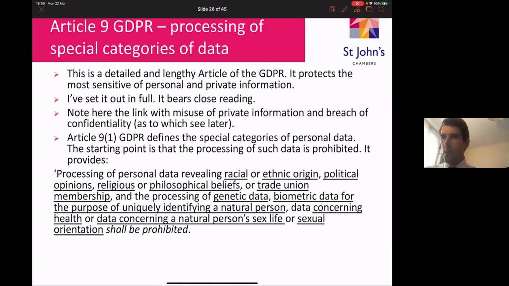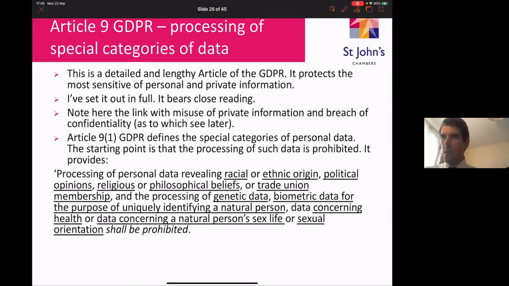Article 9, so the other important breach relevant article of the GDPR. It's a detailed and lengthy one. In short, it protects the most sensitive of personal and private information by putting it into what's called special categories. So they're the special categories of data. And there is, it seems to me here, a link with misuse of private information and breach of confidentiality.